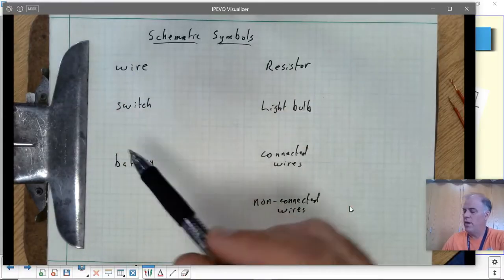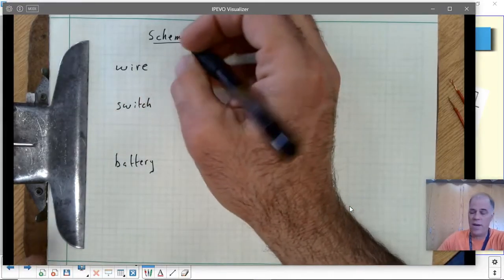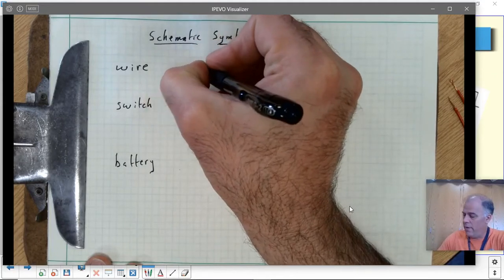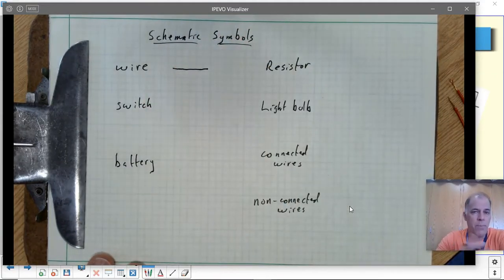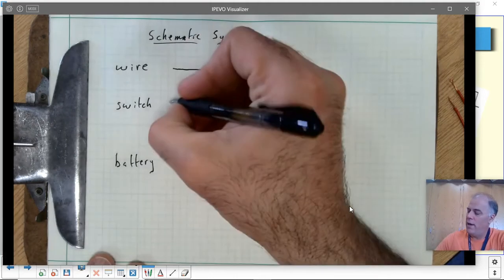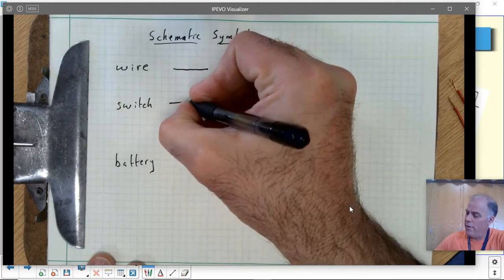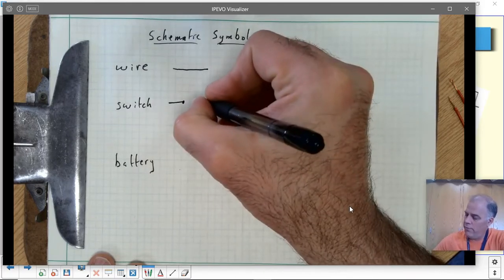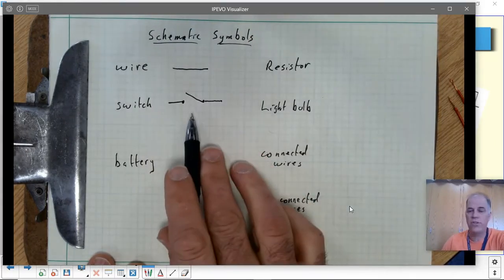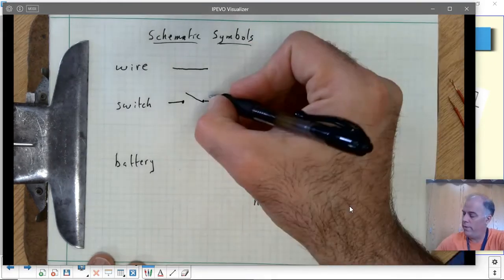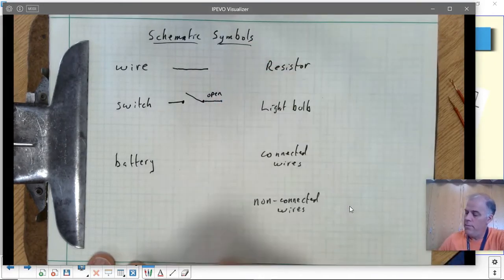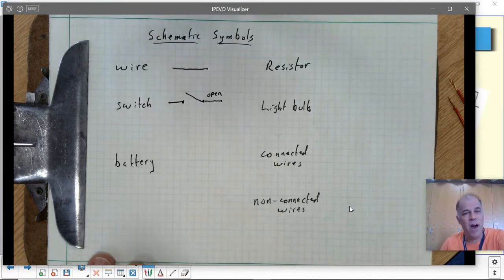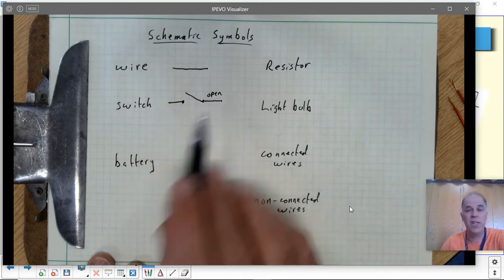So schematic symbols. The wire, or a conductor, is the simplest one. It's just a line. So a line on a circuit diagram represents a wire, where a wire is going. Now we often need a way to turn a circuit on or off, so a switch is good. The way we represent that is with a wire that ends at a point, and then it continues on over here. And if we draw it like this, this means that the switch is open, meaning that electricity cannot flow through it because there's not a continuous wire.